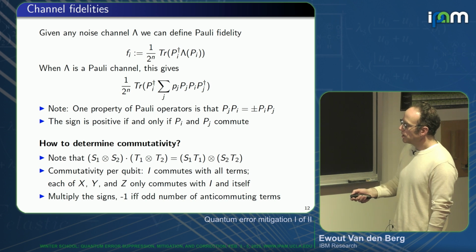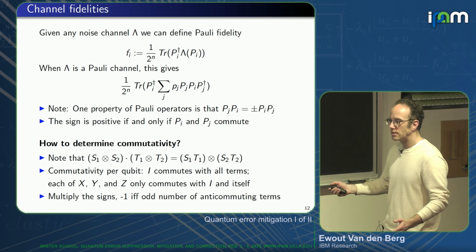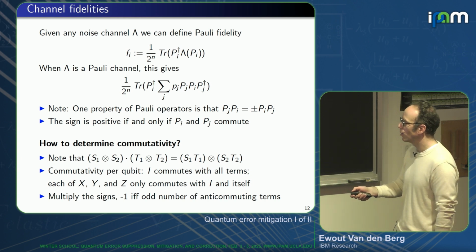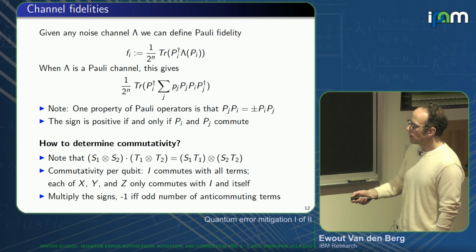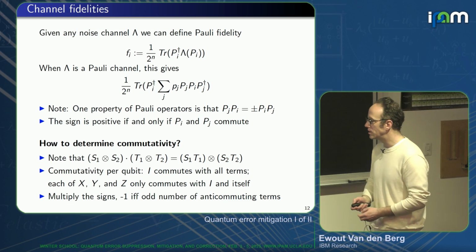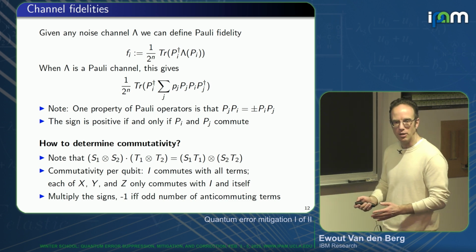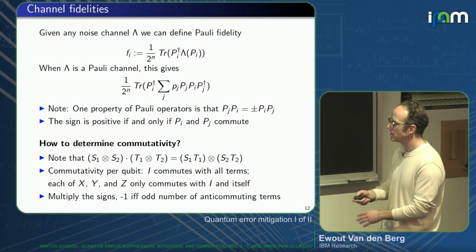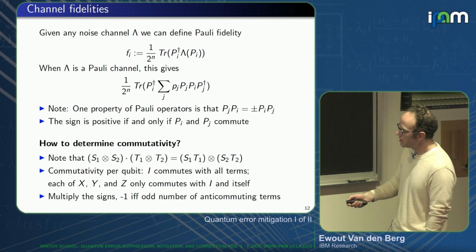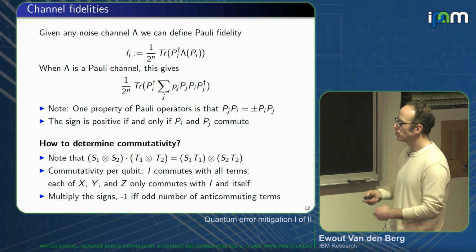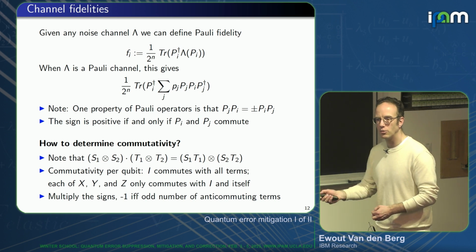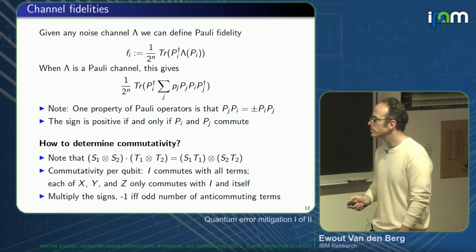So the identity term commutes with everything, because identity times some P is P times identity. That's obvious. Now, each of the X, Y, and Z terms commutes with itself, and of course with the identity, and all the other ones anti-commute. So X times Y is minus Y times X. Here you just use this rule to multiply the signs. If there's an odd number of negative signs, it's anti-commuting, and your overall sign will be minus 1.